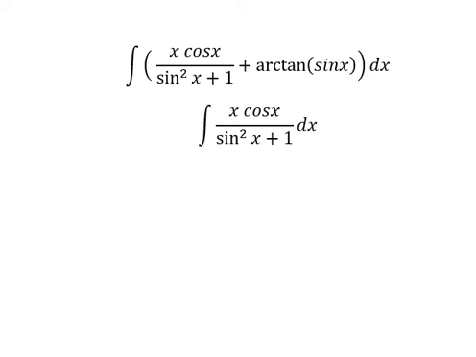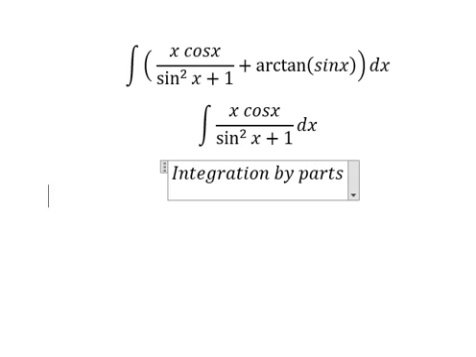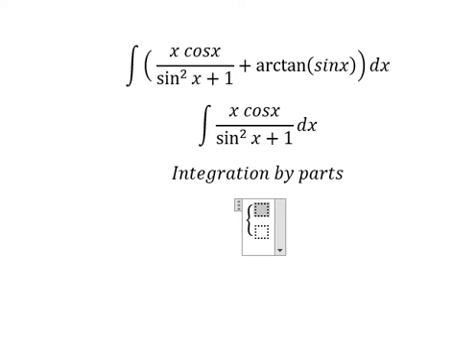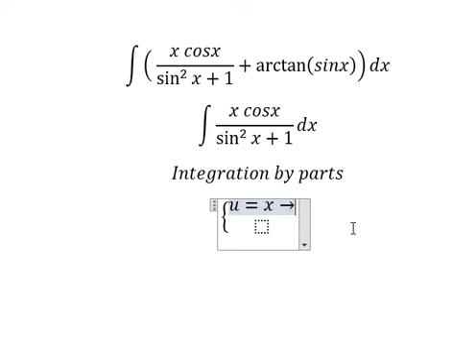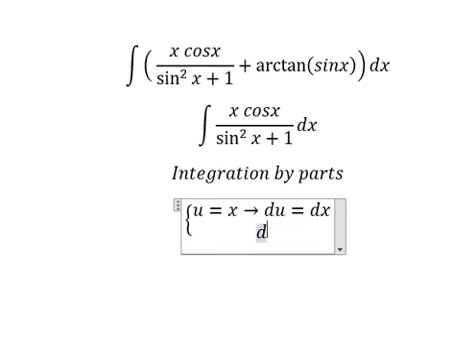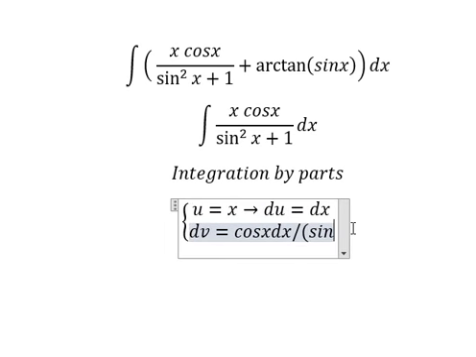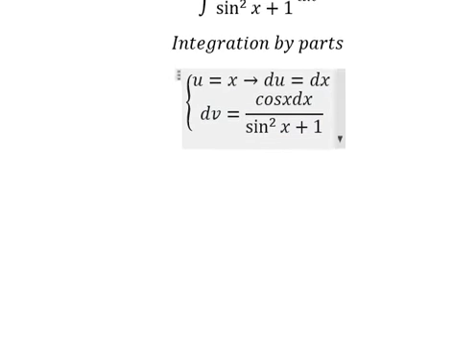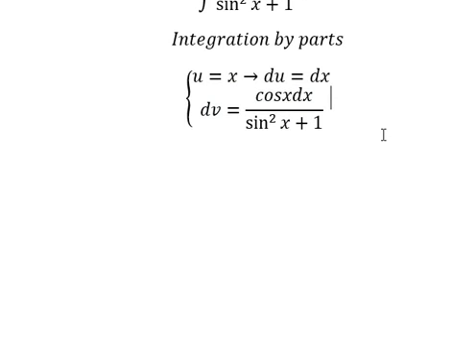Now we need to use integration by parts. So I will put u equals to x. So we need to do first the derivative for both sides, and we have du equals dx. dv is cosine x dx over sine x squared plus 1. Now we need to find the integration of this one.